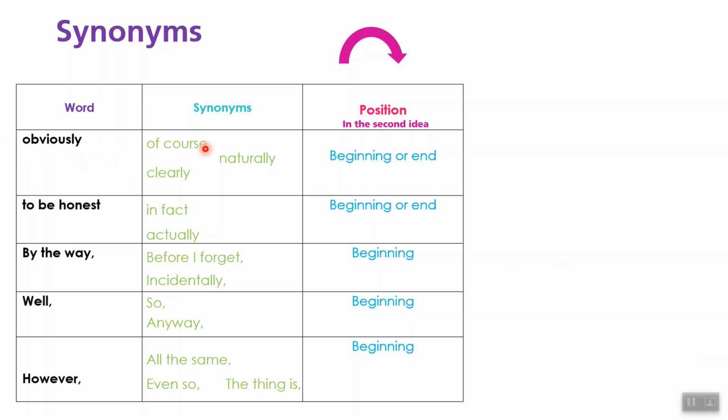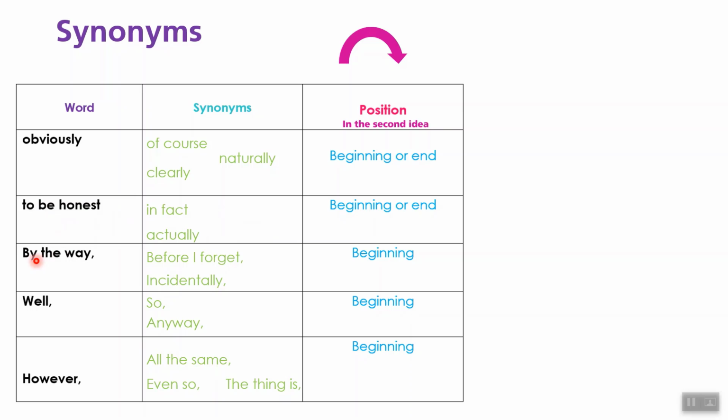If you pay attention, guys, for example, obviously, of course, clearly, and naturally are synonyms. So these expressions are the same. In the position, we can use them at the beginning or at the end. Then, to be honest, you know that in Spanish it means para ser honesto. In fact, the hecho, and actually is the same, the hecho. So in this case, these expressions are synonyms.